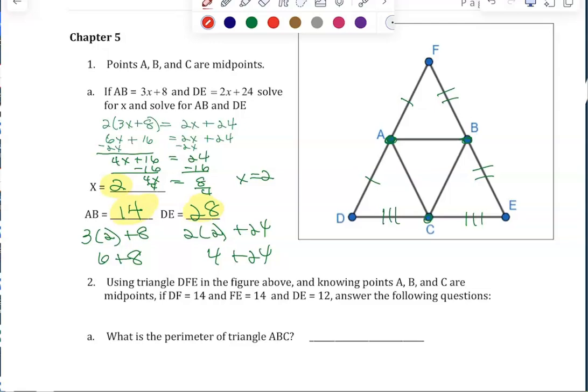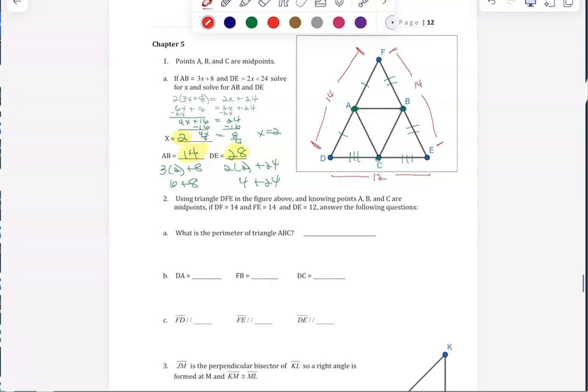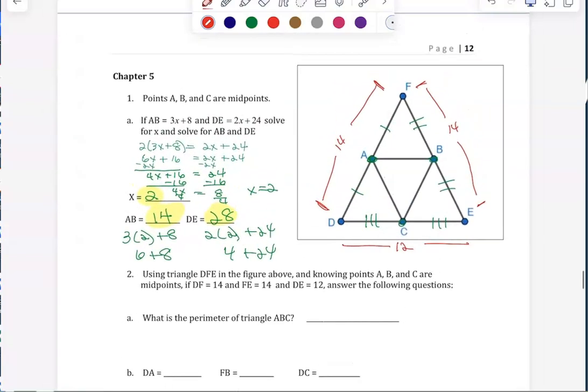Using triangle DFE, so that's what we just used, and knowing that points A, B, and C are midpoints, if DF is 14, so that means that from here to here, that's 14. And FE is 14, so that's from here to here, okay, and DE is 12, okay, so that's here. Answer the following questions. Okay, so we've got a lot of questions, so let's look. What's the perimeter of triangle ABC? Interesting question. That's the inside triangle.